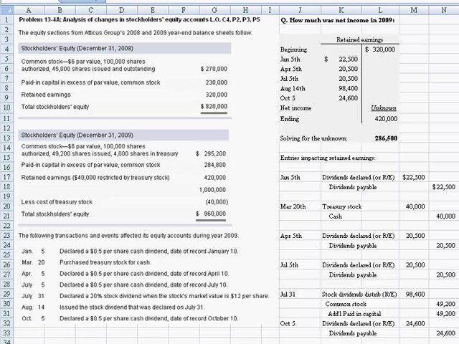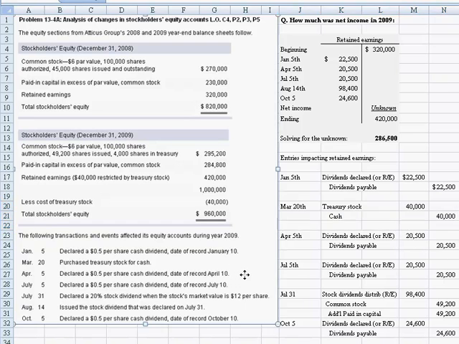Okay, now let's take a look at the March 20th entry. To the left of my mouse, we purchased treasury stock for cash. Well, they tell us at the end there was 4,000 shares right above my mouse put into treasury, and the cost is $40,000. There's no other entries for treasury stock, so I can reasonably conclude that on March 20th, this entry right here was made, a debit to treasury stock and a credit to cash.